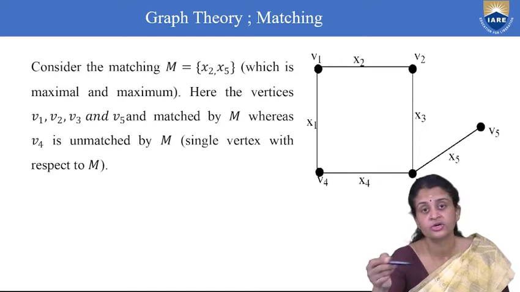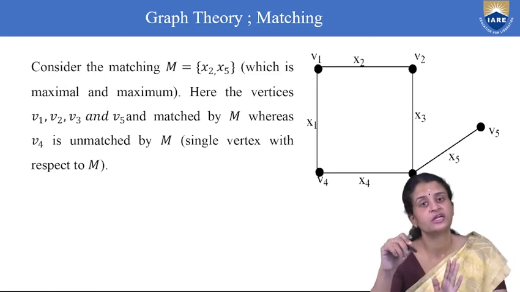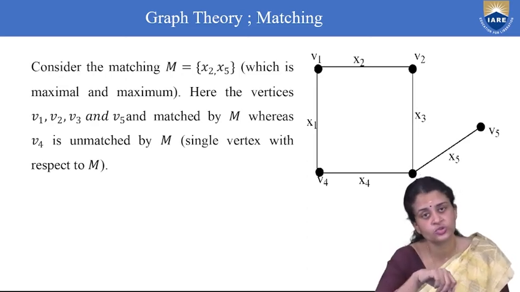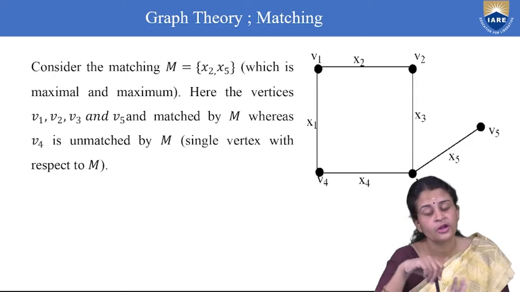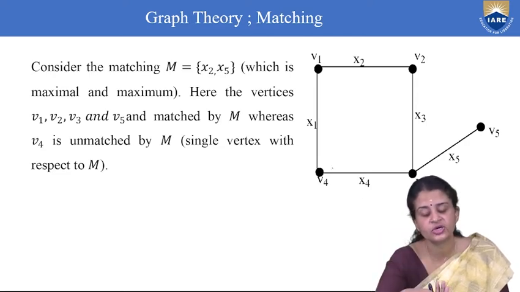Is it a maximal matching or maximum matching? Is it maximal? Yeah, of course, it is maximal. Why? Because we cannot add any more edge, or no other matching exists which contains this X2 and X4. We cannot find any more matching M dash containing this X2, X4. So it is maximal matching.